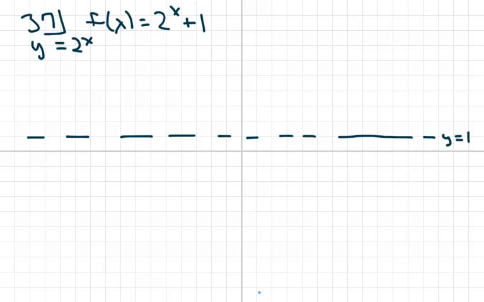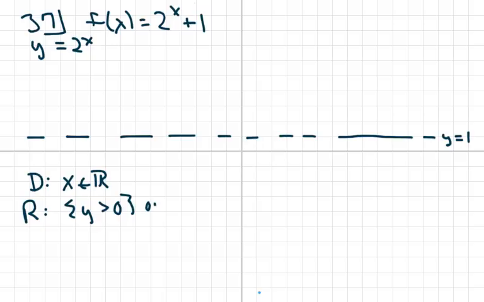And my domain is all real numbers. It's all reals. My range is y, but y has to be bigger than 0, or actually bigger than 1. Or you could write it as 1 comma infinity. Okay. And the horizontal asymptote is y equals 1.